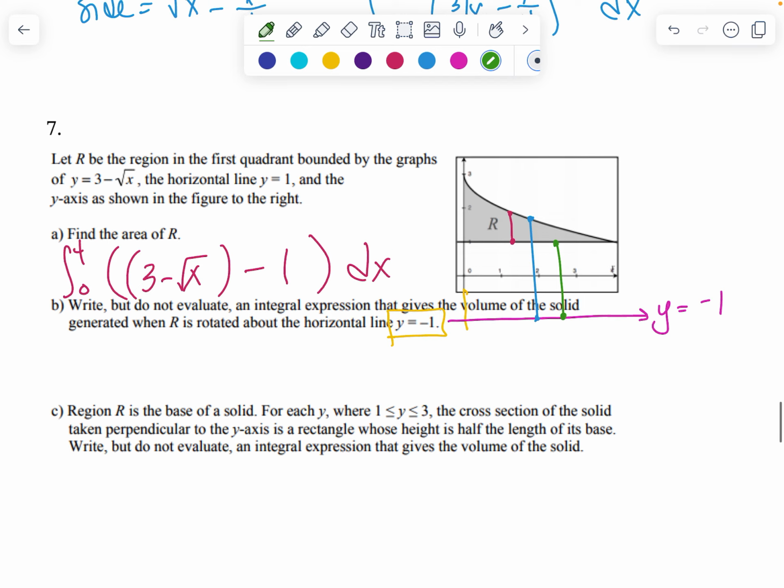So the big radius would be 3 minus root x minus -1. I'm going to write it that way. I know you can write +1 as well. Okay, so that's my big radius. And then my little radius is 1 to -1, or in other words, 2. Okay, and so that would be my setup for this bit.